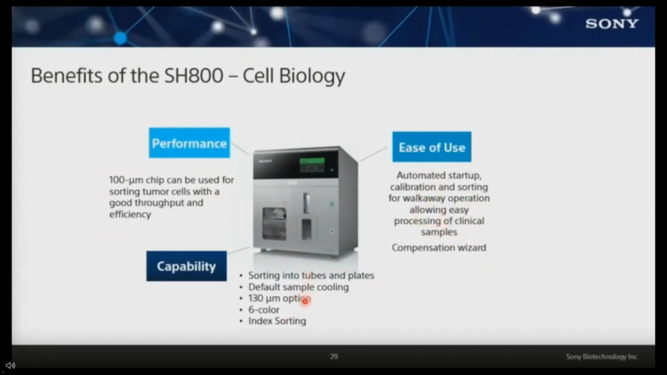Having the capability of 6 colors, index sorting, certainly having the 130 micron option in terms of a nozzle is critical for tumors. Again, you have to disassociate this tissue. Membranes are going to be somewhat compromised, so you need to sort gently. And with a 130 micron chip, you get a low 9 psi, so viability is unquestionable. You're going to have a great viable yield.